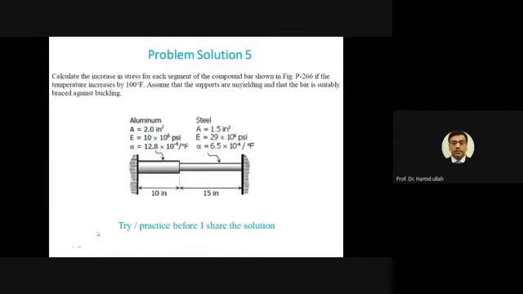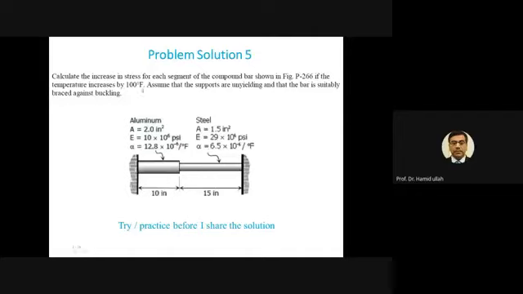But in this case you can see there are two parts which are joined together. One part is made of aluminium, the left side part, and the data is given for this one. And the right side part, you can see it is made of steel, and for this also the data is given. Data means cross-sectional area is given, modulus of elasticity is given, and since it is a thermal related problem, for sure for each material you will be given the coefficient of thermal expansion, and the length is given for the left side which is aluminium, and for the right side which is steel. So 10 inch and 15 inch.